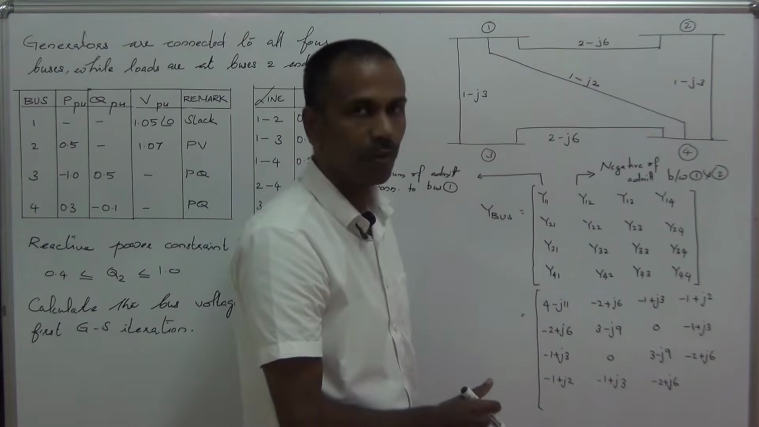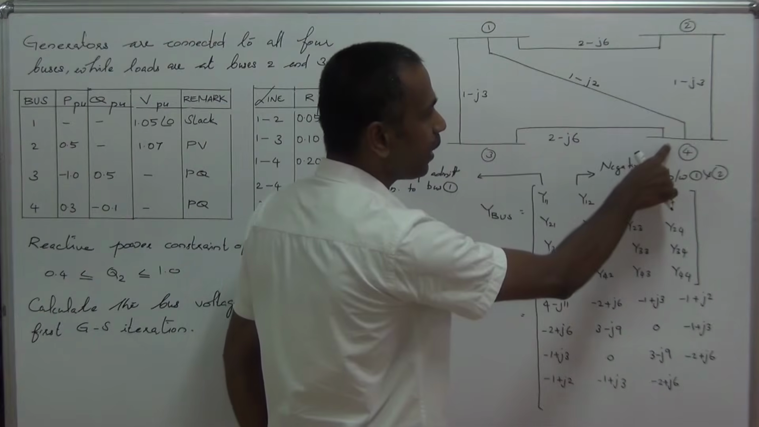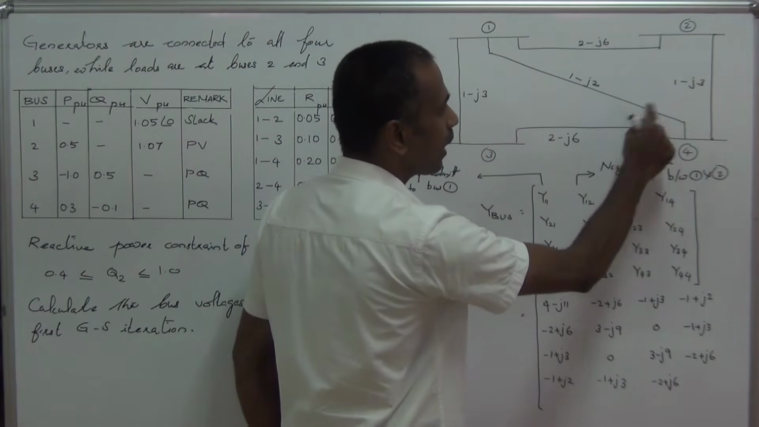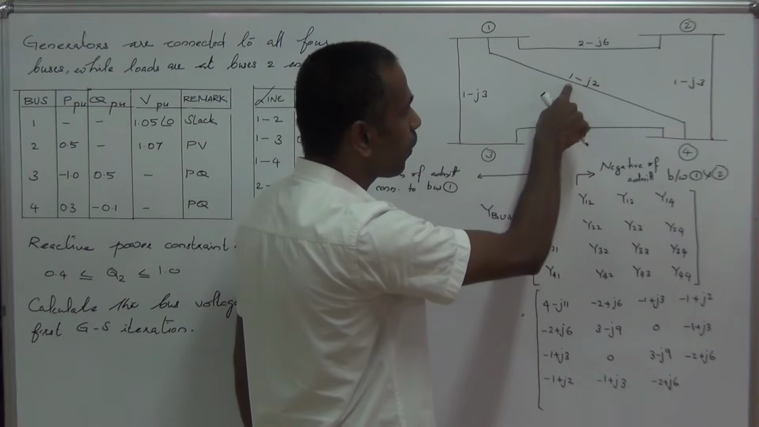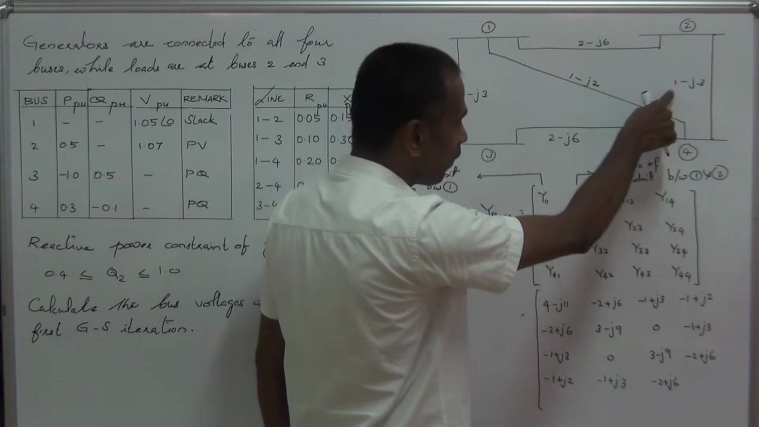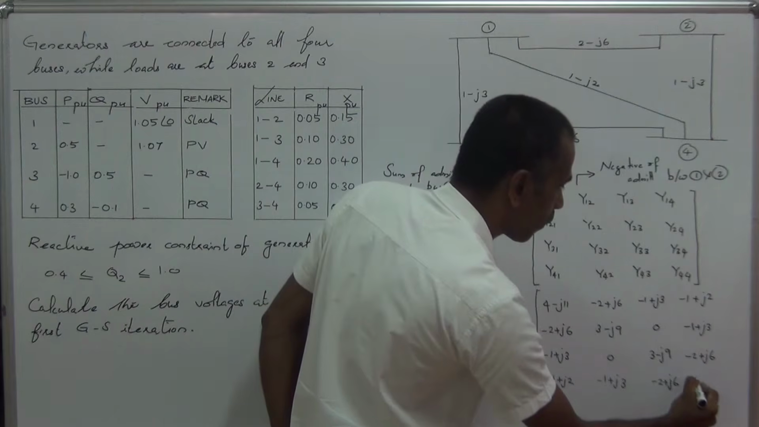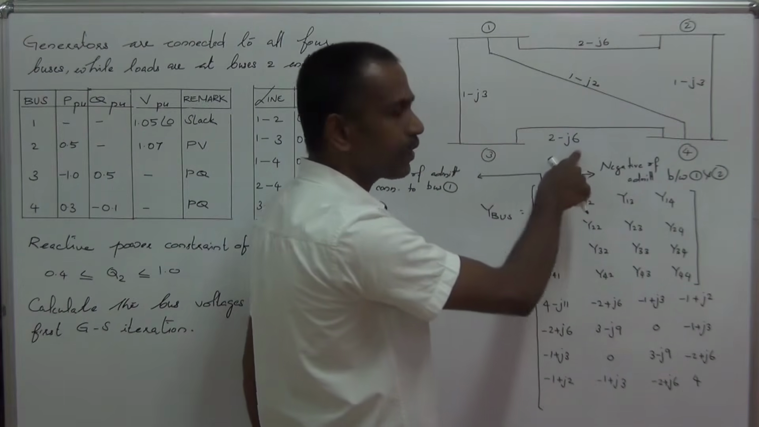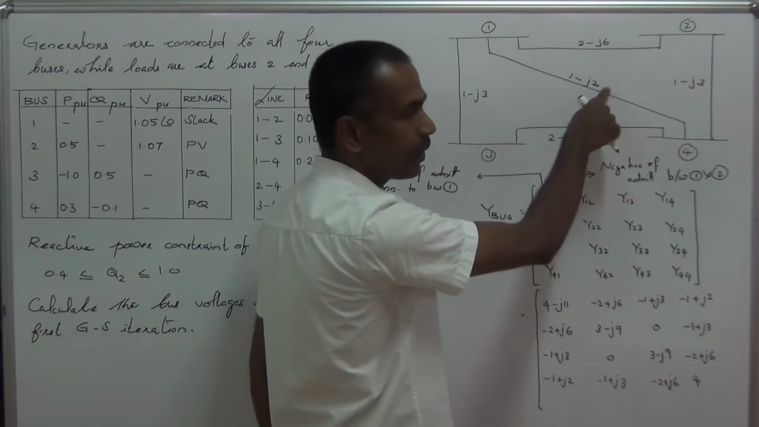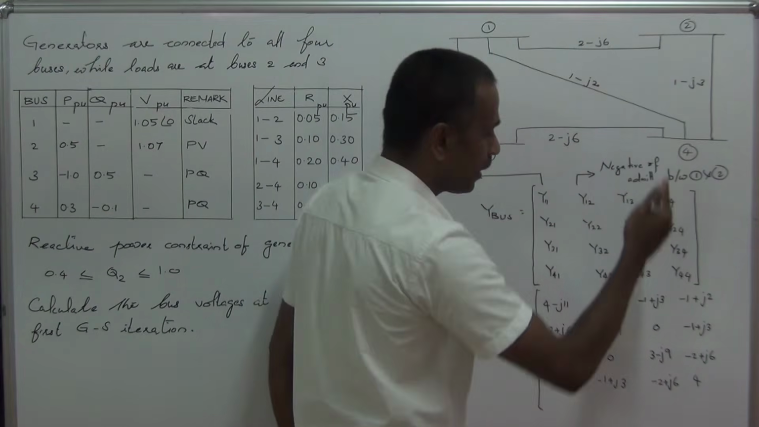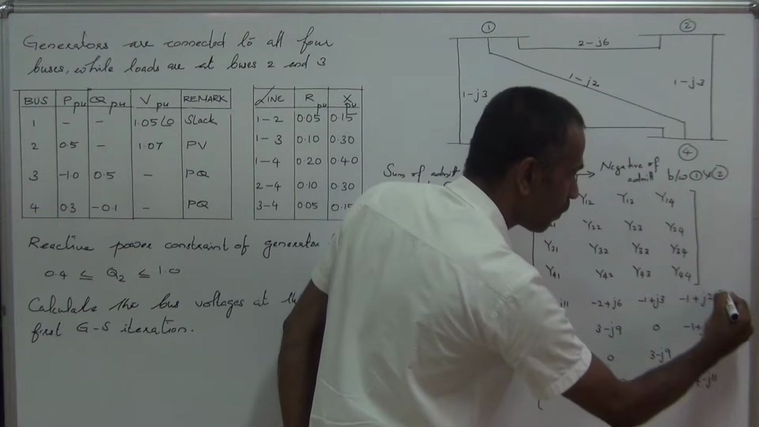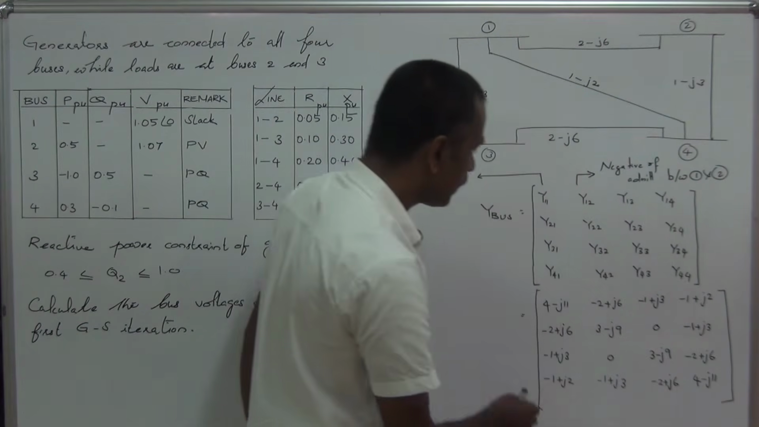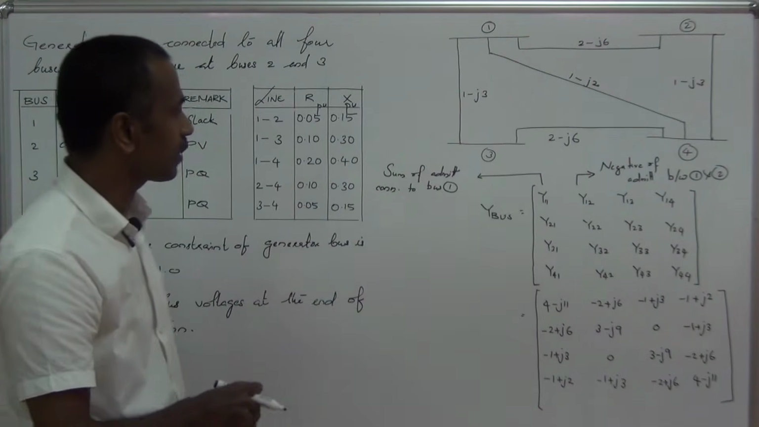What is Y44? Total admittance connected to the fourth bus. These three lines are connected to the fourth bus. Add the real parts together: 2 plus 1 equals 3 plus 1 equals 4. Add the imaginary parts together: 6 plus 2 is 8, plus 3 is 11. So it is 4 minus j11. So this is the bus admittance matrix.